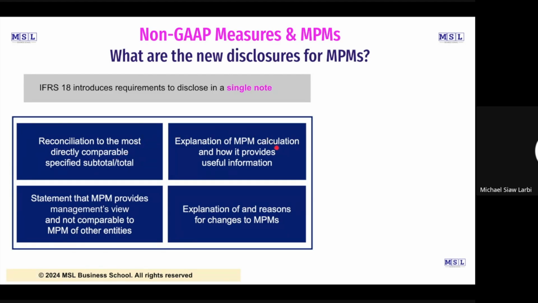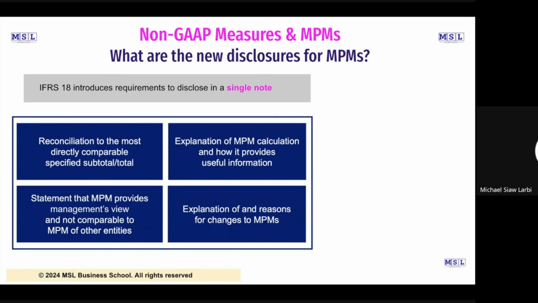Explain how the MPM was calculated and how it provides useful information, all in a single note, by the way. Show us in a statement that the MPM provides management's view only and is not comparable to the MPM of other entities. Make it clear that your adjusted EBITDA is not the same as that of a competitor.